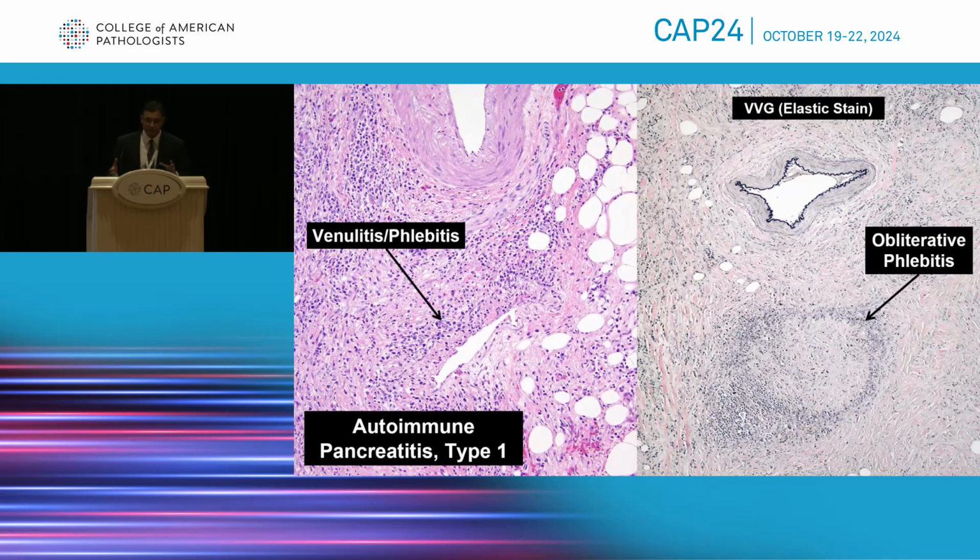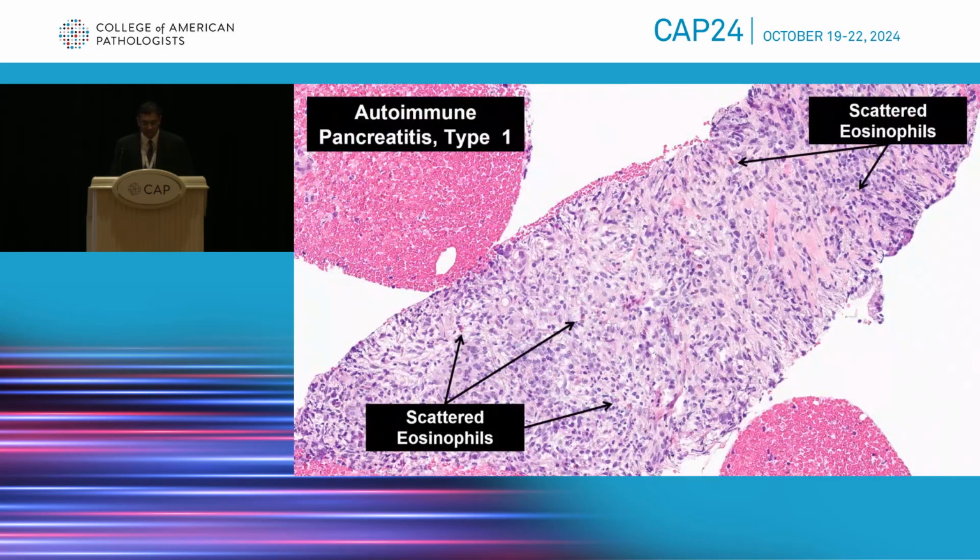Type 1 AIP is a T-cell mediated disease, and therefore it's not surprising that it results in eventual venulitis, tissue destruction of the acinar parenchyma, and then eventually the veins, which is where the chronic inflammation emanates from. It's also known as obliterative phlebitis.